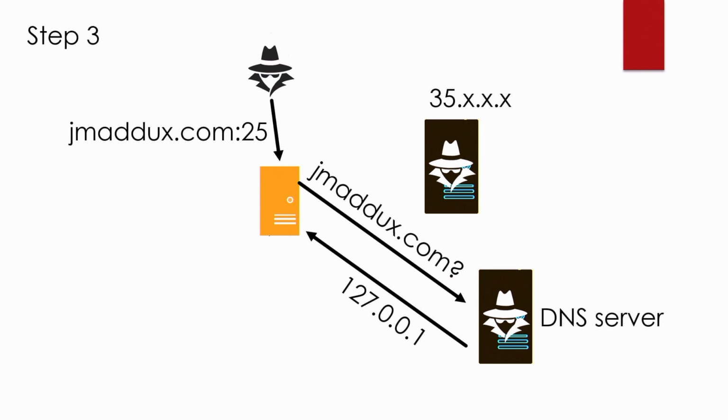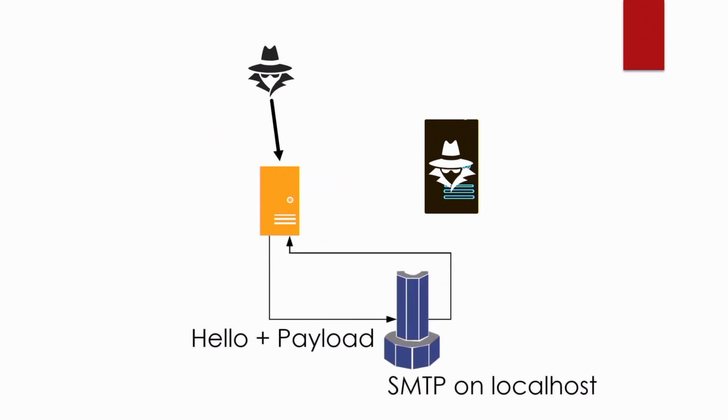After some time, I send the exact same URL, except the DNS entry has expired. Again, since I control the DNS server, this time around I resolve jmaddux.com to something internal that I wouldn't normally have access to from the outside. To simplify things, I'll just use localhost. Once the DNS query finishes, the target server then makes an internal request with that payload.